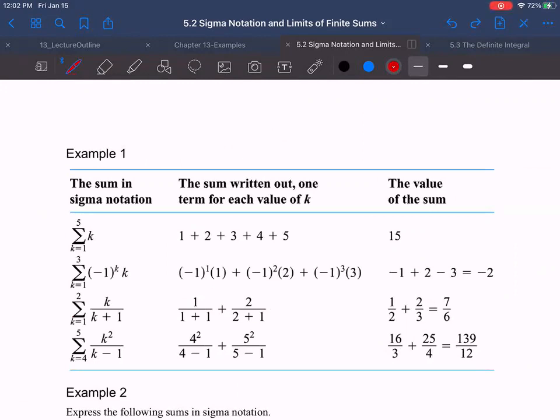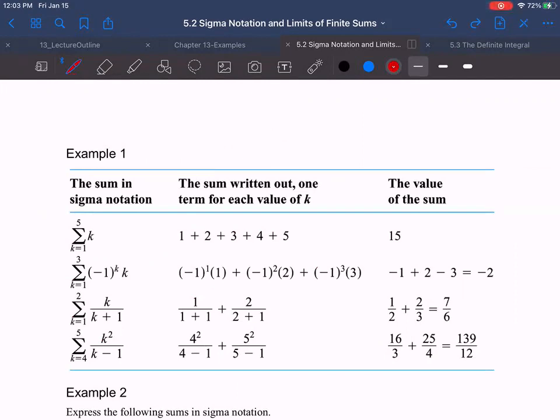So take a look through those, especially those ones with the -1 to the k. They alternate back and forth, negative, positive, negative, positive, negative, positive, like that. And then you could do -1 to the k plus 1, and they'd go positive, negative, positive, negative, positive, negative. And then a couple other ones down there where you just go over whatever the summation happens to be, and you do it.